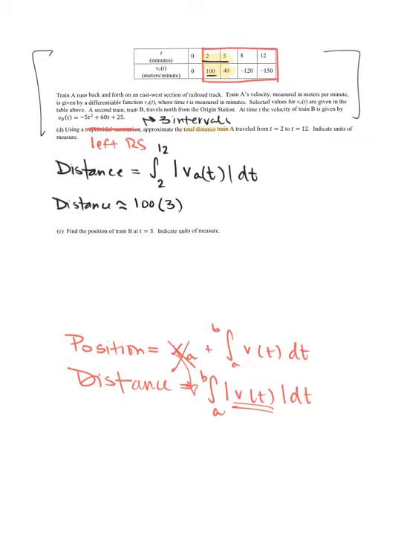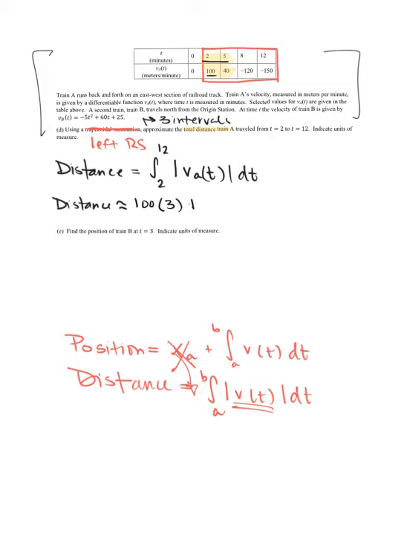It didn't, but if it had said the right Riemann sum, instead of 100, I would have used 40, right? So for a right Riemann sum, I would have used 40 instead of 100. Okay, so then let's go ahead and take a look at the next interval.